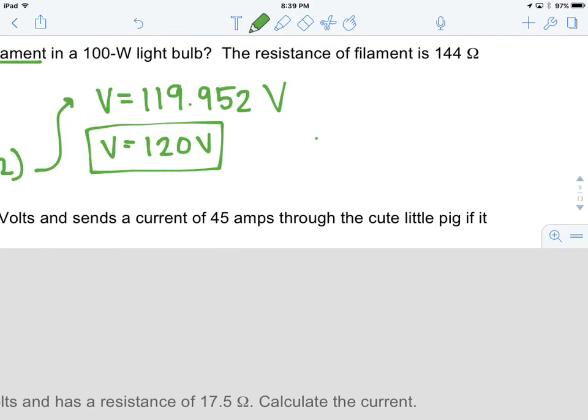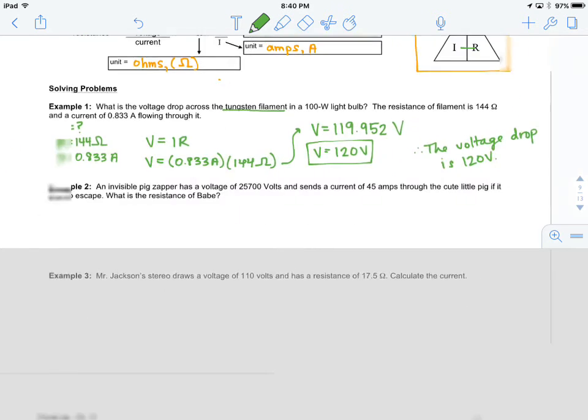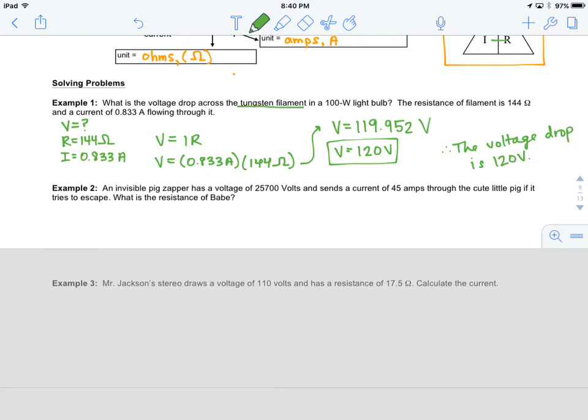And we always end with a statement because this is a word problem. Therefore, the voltage drop is 120 volts. Okay, so there's that.